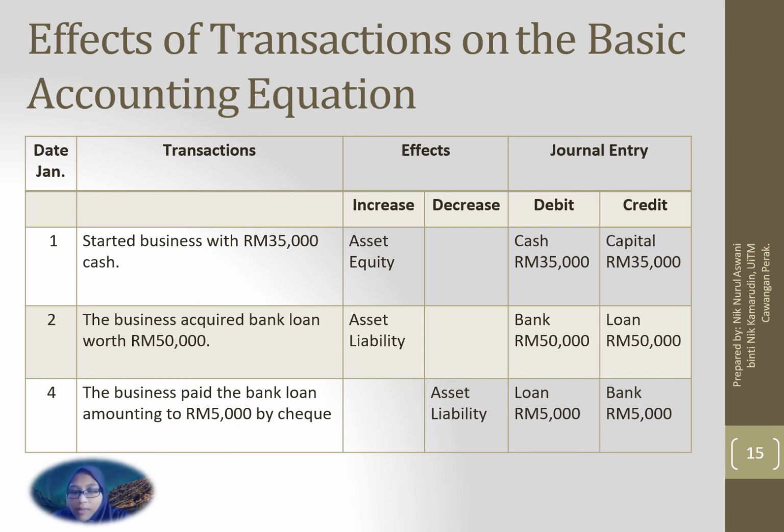Decrease in liability, what to do? Go back to the slide and look again at the guideline to record the decrease in liability. So decrease in liability, you debit. What account to debit? Bank loan account or loan account. How much? 5,000. So other than knowing the effect of the business transaction to the accounting equation, which is to identify which classification of items increase or decrease, you need to know also which account to debit and which account to credit.